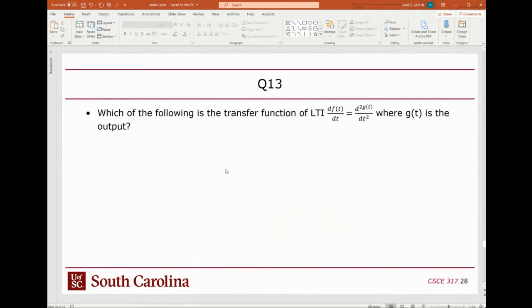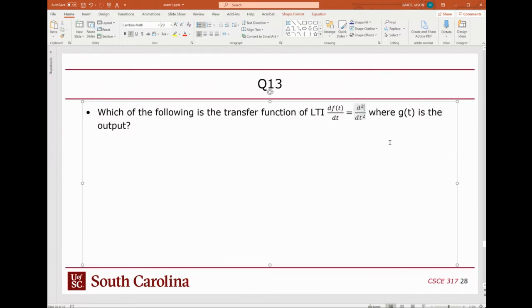Okay, question 13. This was the other one that was the lowest score. Which of the following is the transfer function of an LTI system where the derivative of f of t with respect to t equals the second derivative of g of t with respect to t, where g is the output? The formatting here is not the same as in the question, because it's just all text.